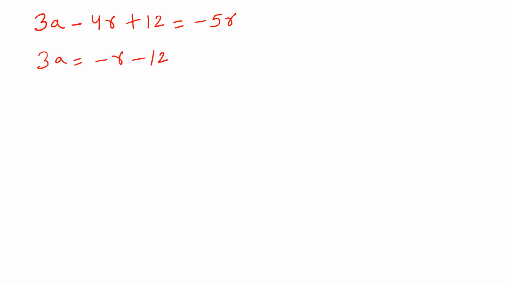Now students, in the second case, we have 3a minus 4r plus 12 equal to minus 5r. From here I get 3a equal to minus r minus 12, or a equal to minus r upon 3 minus 4. Now clearly this quantity is negative. That means a is less than 0. And in the question itself, we have been given that a is negative. So this equation is accepted.